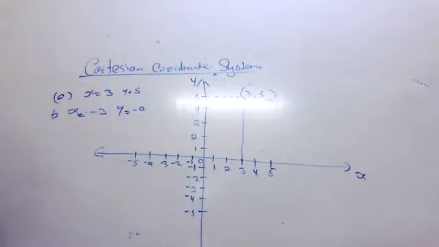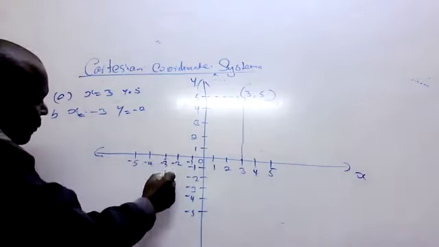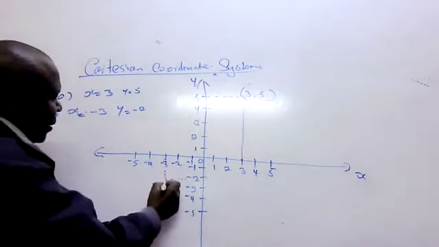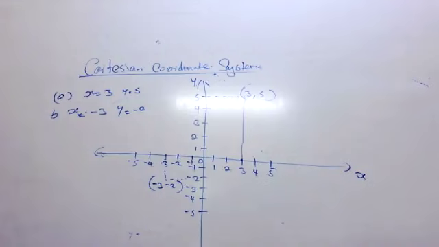The second one, x is -3, so we come here. Y is -2, so we are going to have this one. Where they are going to meet, we are going to have (-3, -2). That is how we're going to draw that. Remember that?